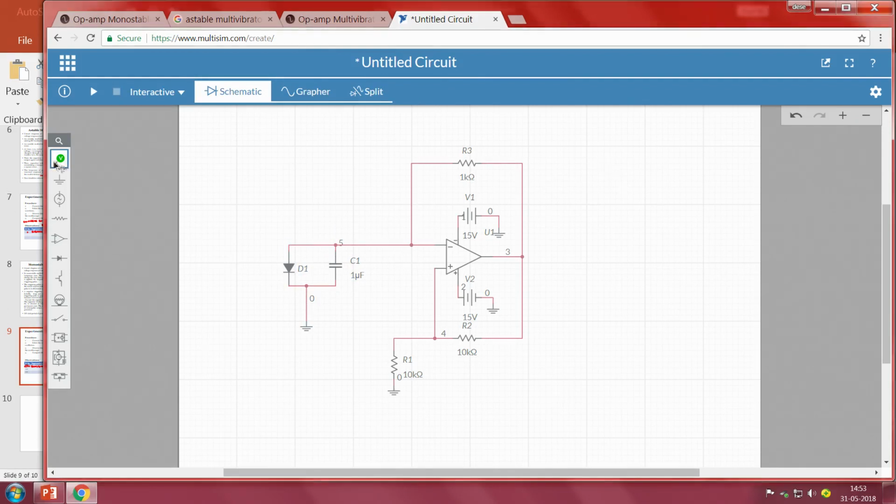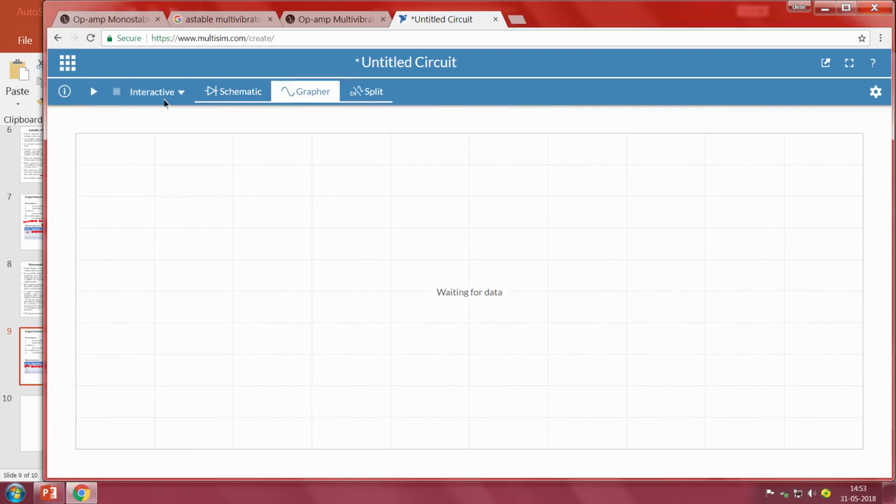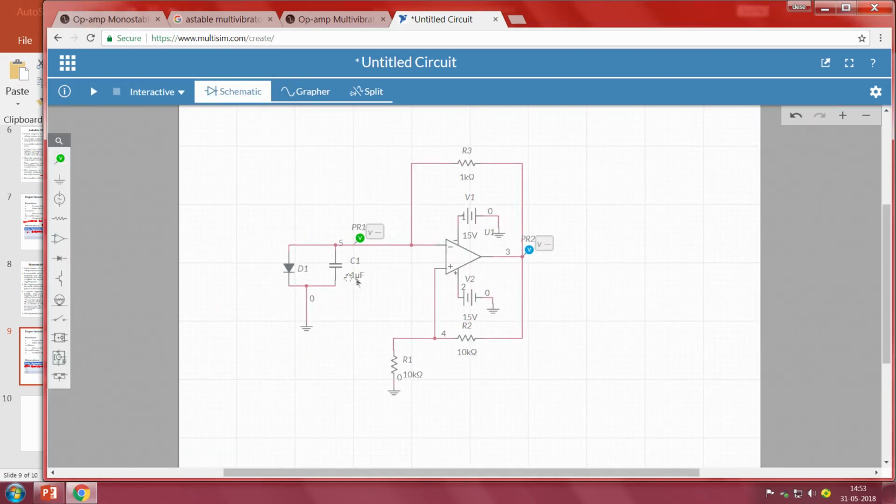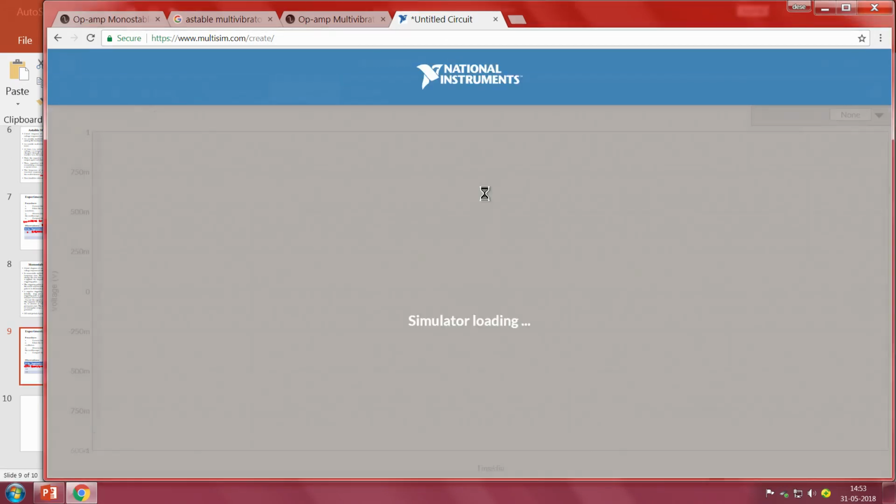Now, I want to measure how the capacitor charging and discharging behaves, since we have a diode, and the output voltage. So I will go to the grapher. Let me check whether everything is right or wrong: D1, C1, 15, 15, 10k, 10k, 1k, 1 microfarad, D1, plus 15 and minus 15. Yes. So go to the grapher and just run it.